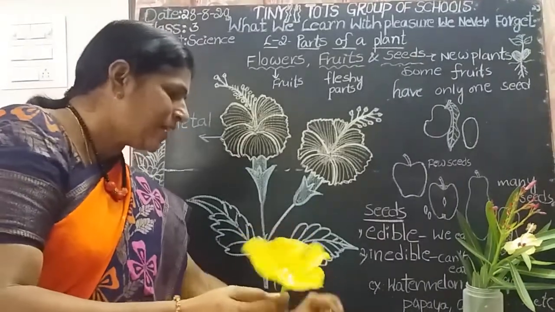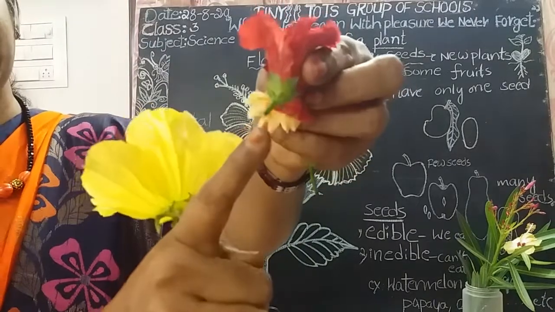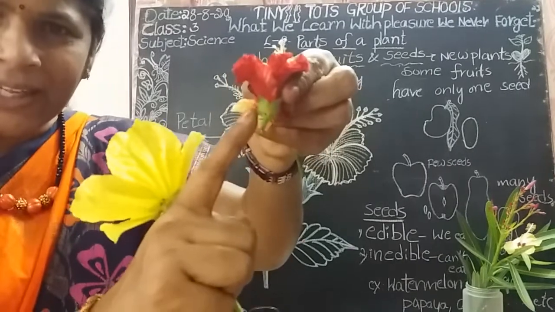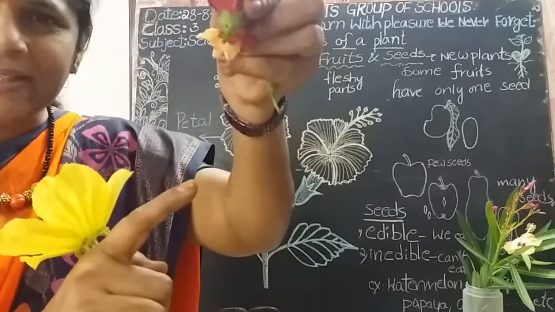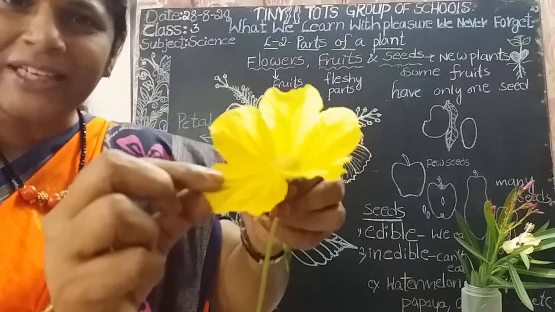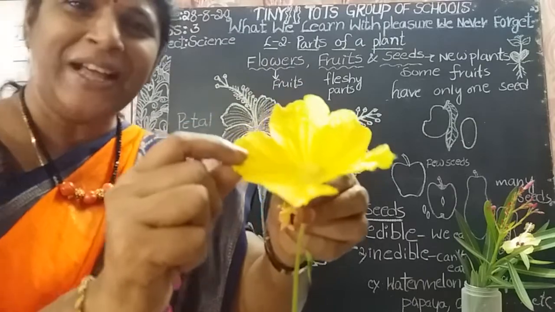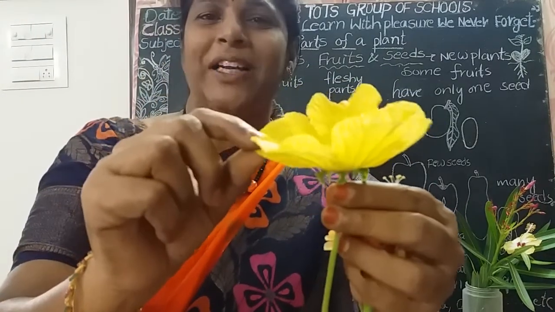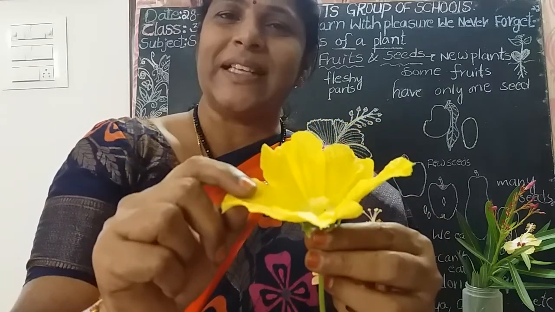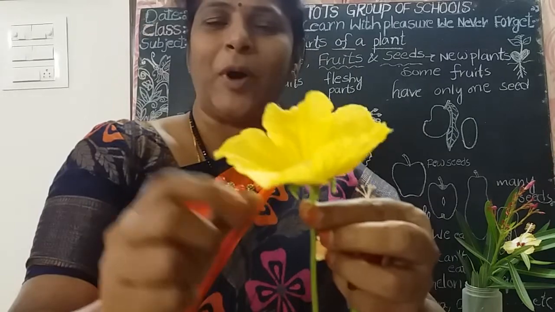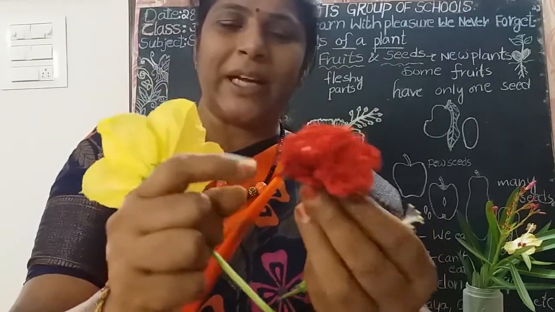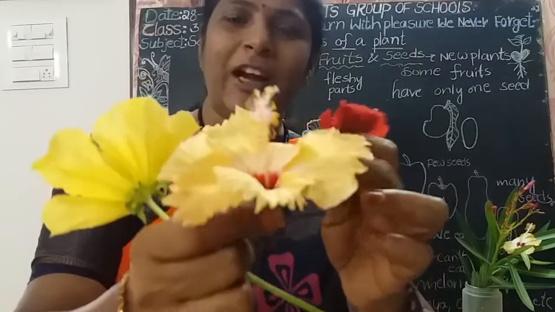So bright color parts are there, see hibiscus, green color parts are also there. What do we call it? These are called sepals. What is the name of this? Bright color. Yes, you are right. This is the petal. This yellow color part is called petal. Petals are bright, and they attract the insects. Okay, na. This yellow color bright part is called petal. This orange color part is called petal.